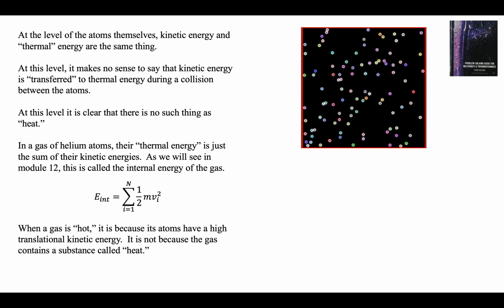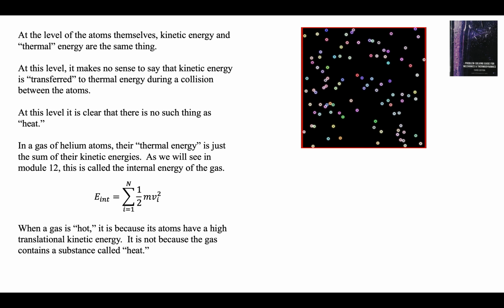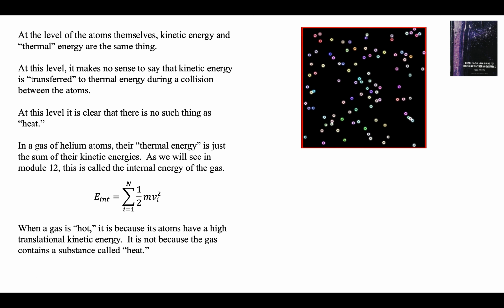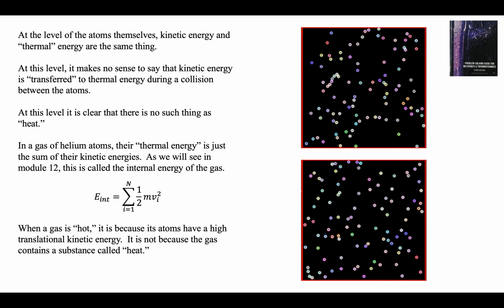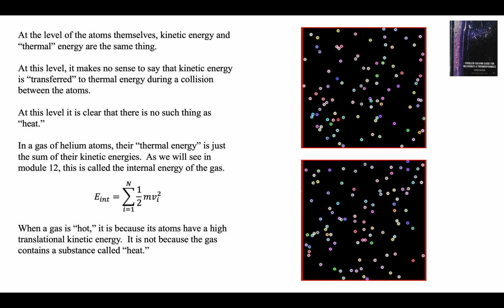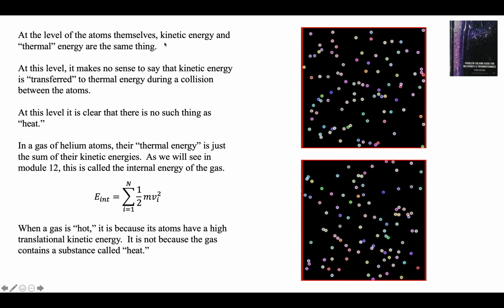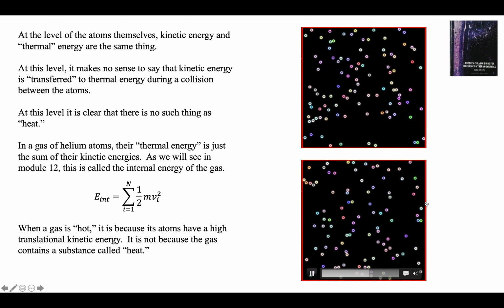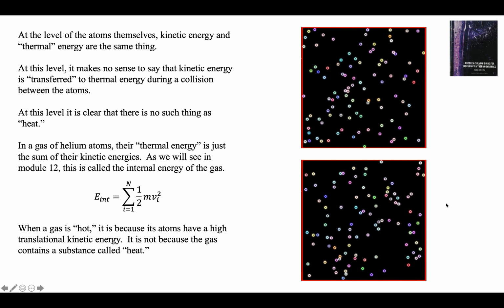When a gas is hot, it's because the atoms have a high translational kinetic energy. It's not because they contain this substance called heat. Here are faster, hotter helium atoms. This gas is hotter than that gas. And if they're both in equilibrium, this container is hotter than that container.